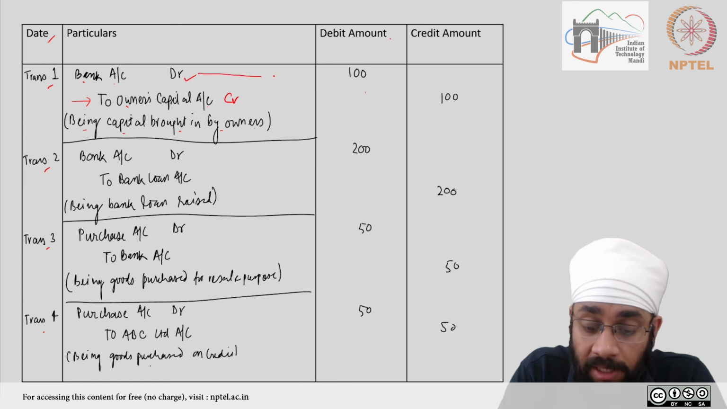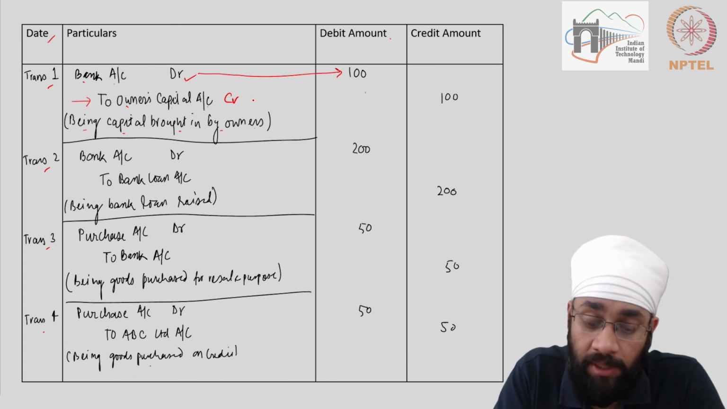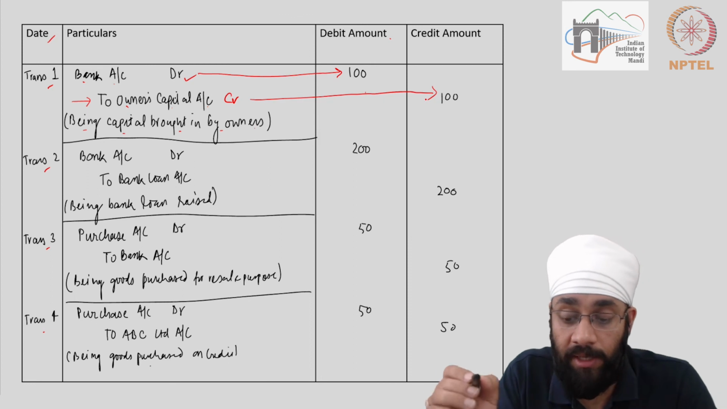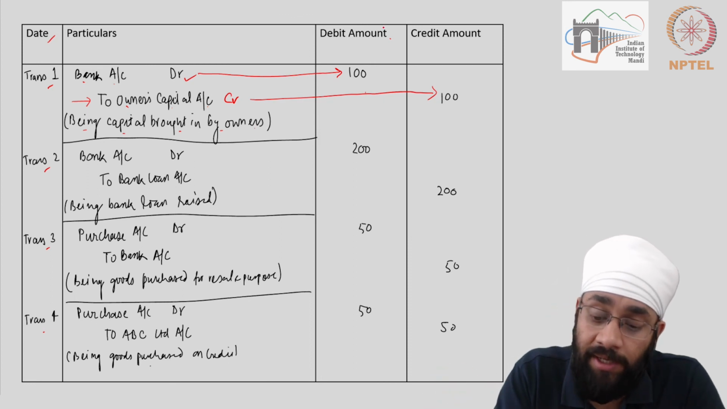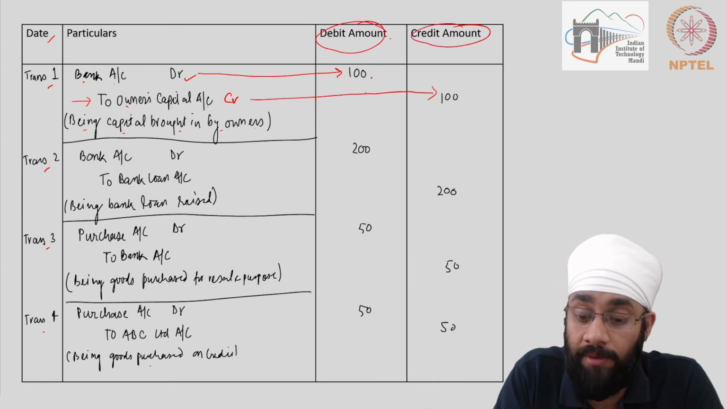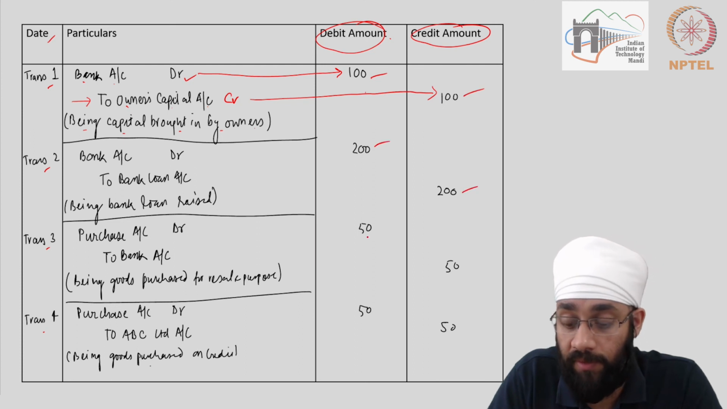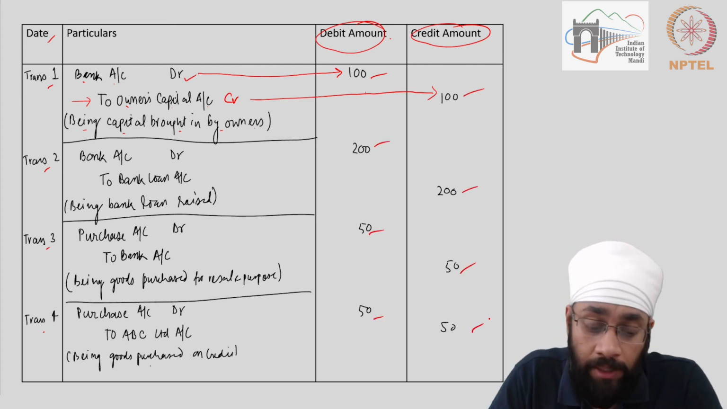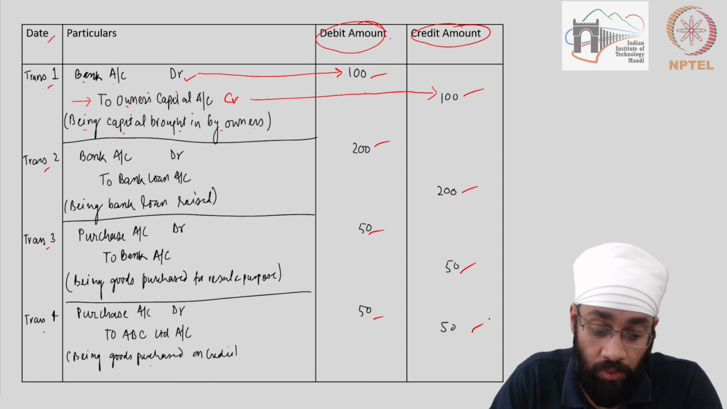And there is a debit amount column. So against the debit account, you write the amount. Against the credit, you write the amount. And you will notice that all debits will have equal credit. 100 and 100, 200, 200, 50, 50, and so on. So this is how a journal is going to look like.